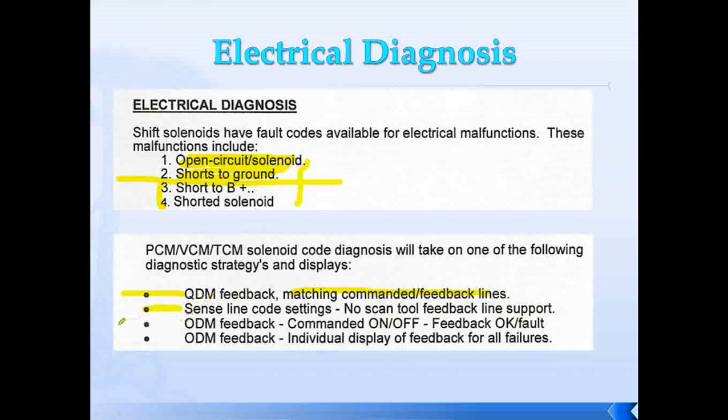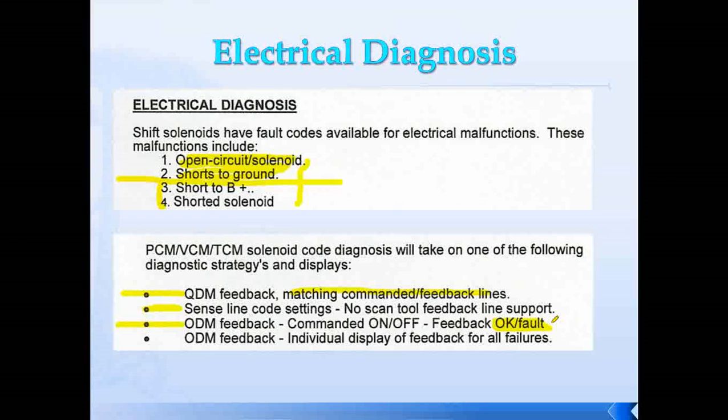Fairly simple to diagnose. They made it even easier yet when they went to what they called output driver modules. An output driver module itself is going to give it to you as a fault or an OK underneath the feedback line status. So we're going to have our command status if the solenoid's turned on or off, and it's going to either say OK or it's going to say fault. So you don't even have to interpret whether they're matching or not matching. The scanner is going to tell you that.